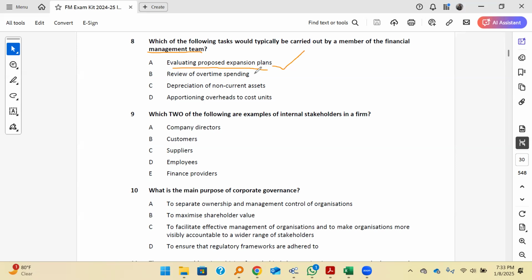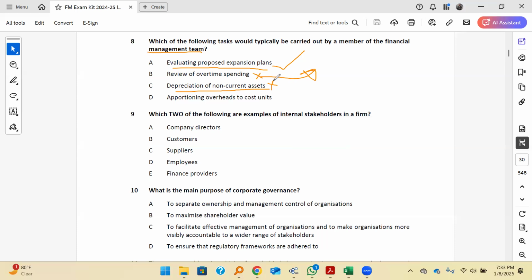Review of overtime spending. This is not something from a financial manager's perspective, but this can be a performance management kind of thing. Then depreciation of non-current assets. So now depreciation is not a financial metric. It's basically a metric that helps us to look at how we are utilizing our assets. So we divide the asset over maybe a useful life of 4 years, and finance managers won't be bothered with this.